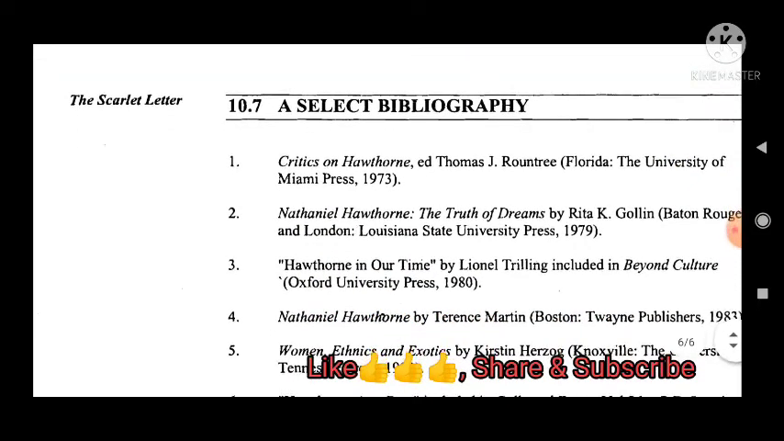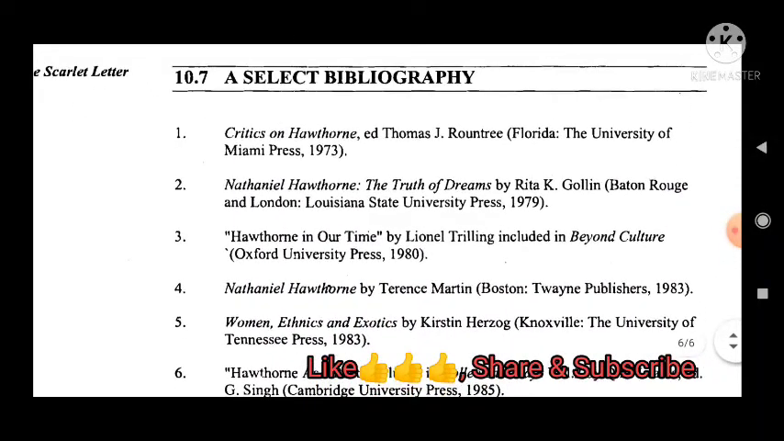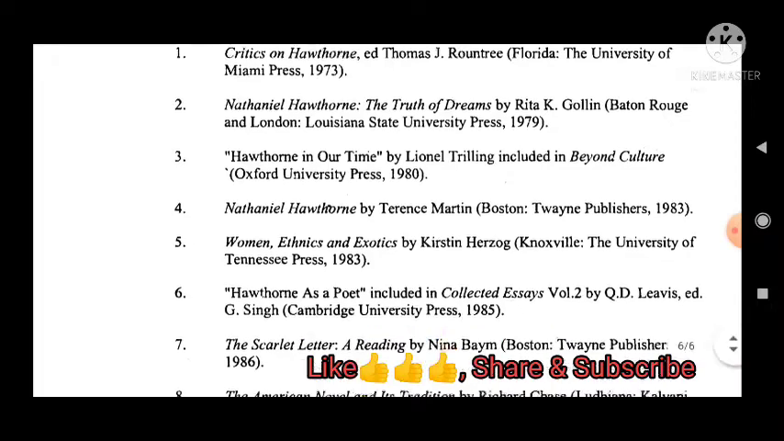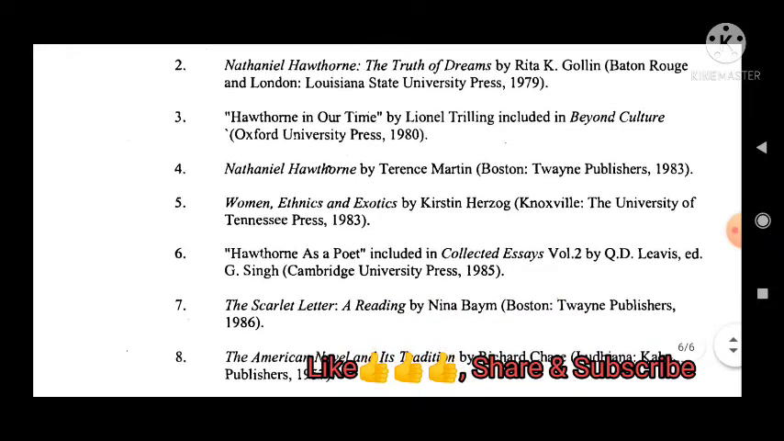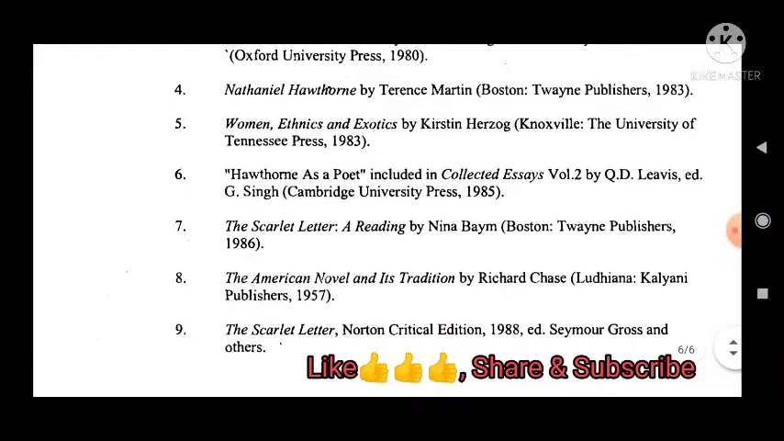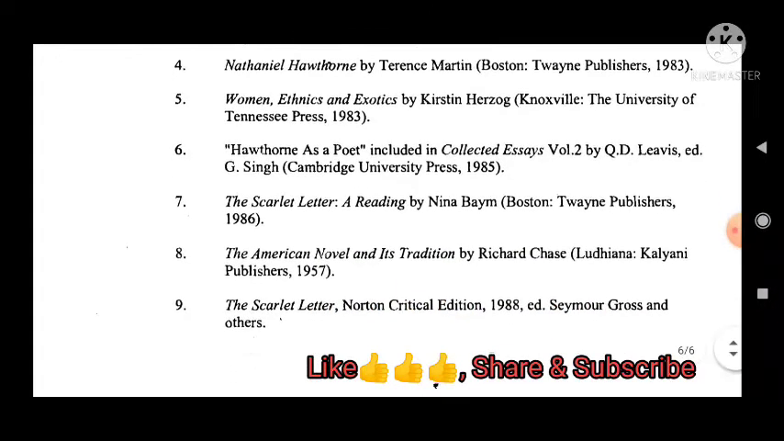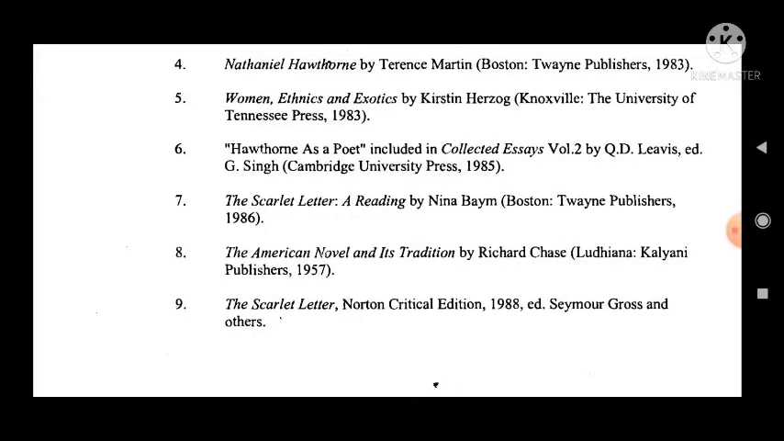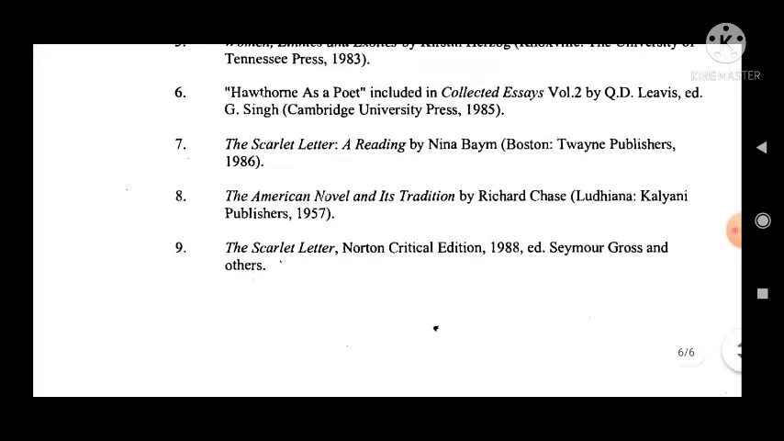Then a select bibliography. Here is some bibliography: Critics and Hawthorne by Thomas J. Rountree, Nathaniel Hawthorne: The Truth of Dreams by Rita K. Gollin, Hawthorne in Our Time by Lionel Trilling, then Nathaniel Hawthorne by Terence Martin, Women, Ethnics, Aesthetics by Christine Herzog, Hawthorne as a Poet by G. Singh, The Scarlet Letter: A Reading by Nina Baym, The American Novel and Its Tradition by Richard Chase, The Scarlet Letter, Norton Critical Edition 1988.